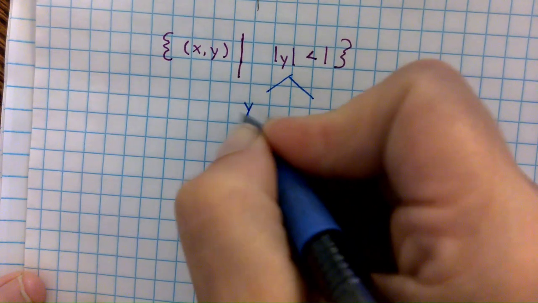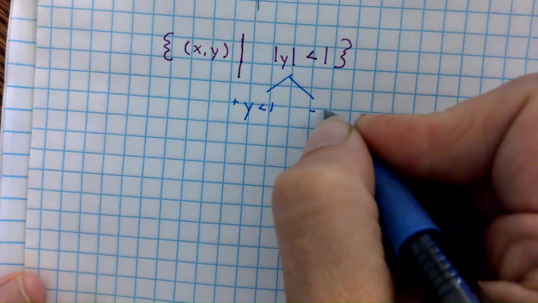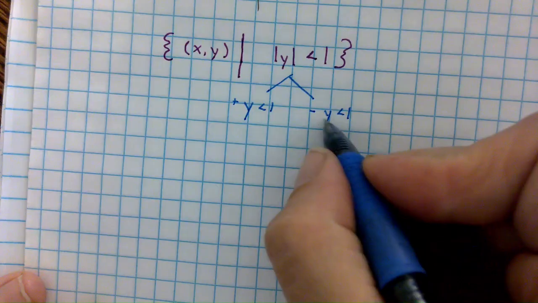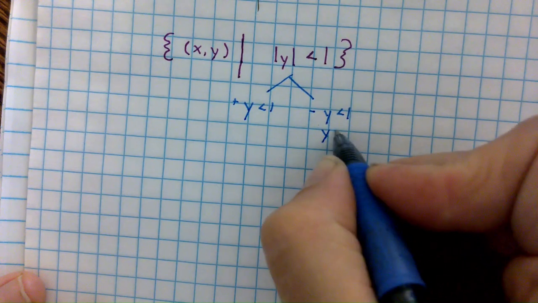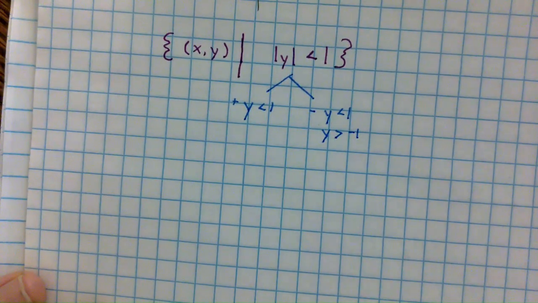do it once as a positive and once as a negative. But we only graph by making them. So let me flip that. Okay, y is greater than negative 1.